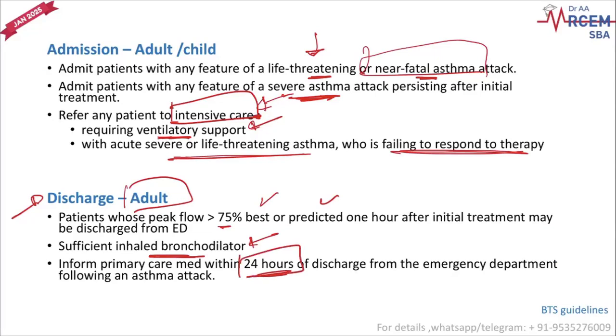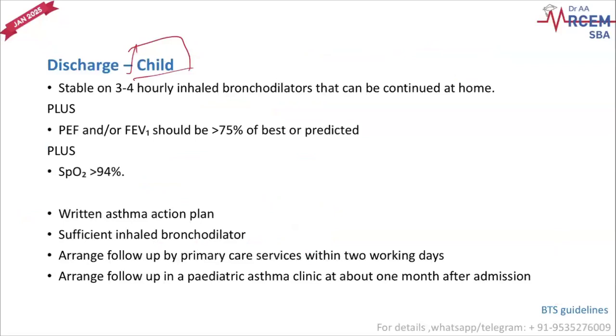This appointment usually is given by us itself. We fix an appointment with the GP, or we write a letter to the GP saying that I've discharged this patient who had come with an acute exacerbation of asthma, please review and see how he is improving. So you need to inform him that within 24 hours, he needs to meet up with the GP. This advice needs to be given both verbally as well as in writing.